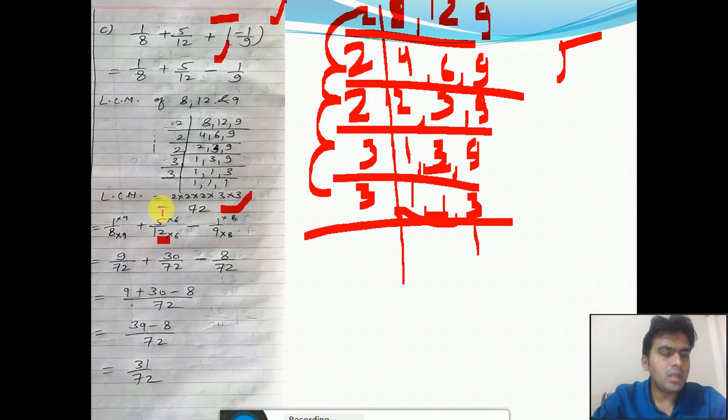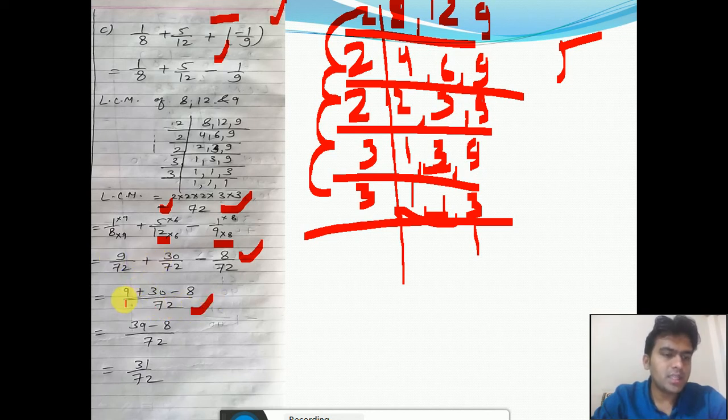So multiply by 6 in the numerator as well as the denominator, and 9 8s are 72, so multiply by 8 in the numerator and denominator. So this number becomes 9 upon 72, this number becomes 30 upon 72, and this number becomes minus 8 upon 72. Now write the denominator 72 one time and write all the numbers with their signs.